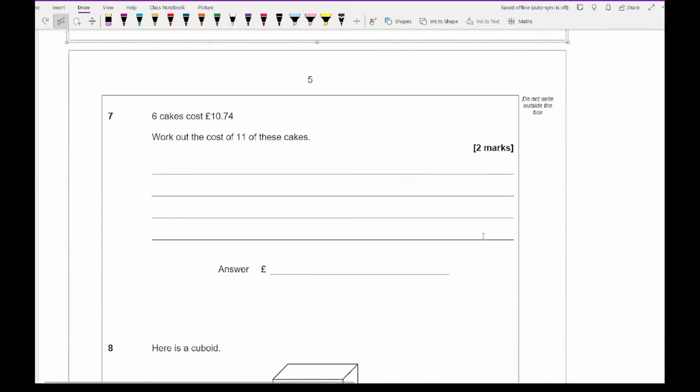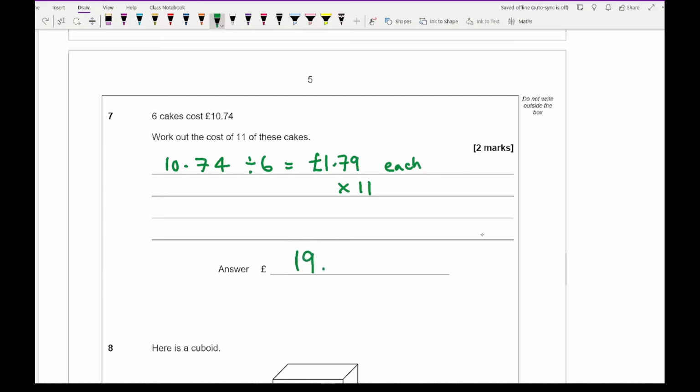Moving on to question 7, it says 6 cakes cost £10.74. Work out the cost of 11 of these cakes. So for this, what we need to do is 10.74 divided by 6 to work out the price of one cake, which is £1.79 each. And then we multiply that by 11. So we type that into our calculator and it should have the answer of £19.69.